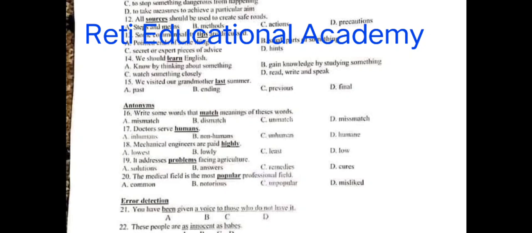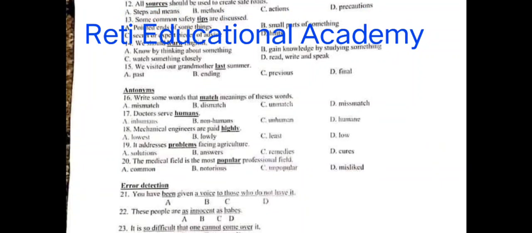Mismatch. Question number 17. Doctors serve humans. A. Inhumans. B. Non-humans. C. Unhumans. D. Human. And the correct answer is B. Non-humans. Question number 18. Mechanical engineers are paid highly. A. Lowest. B. Lowly. C. Least. D. Low. And the correct answer is D.